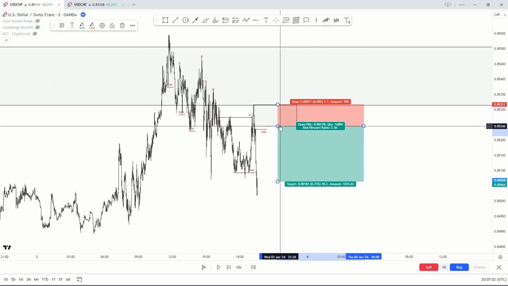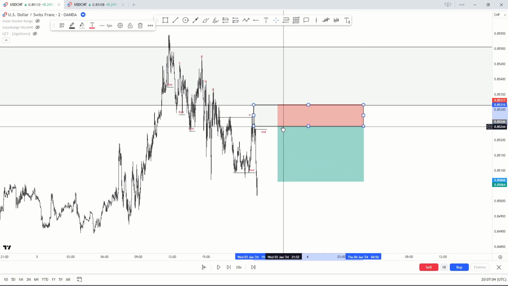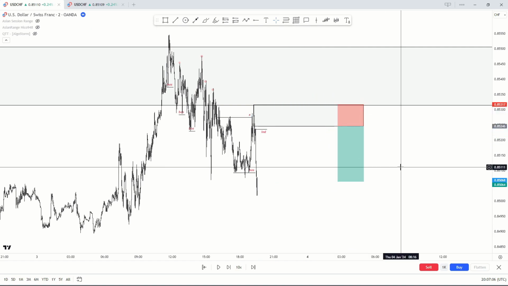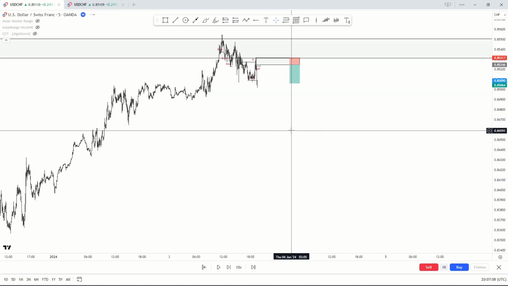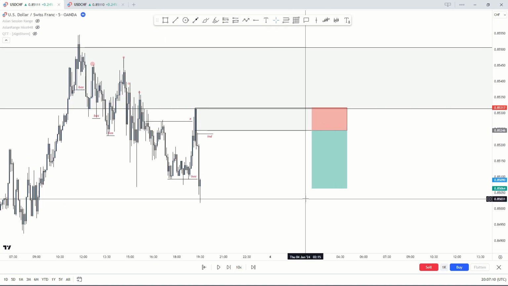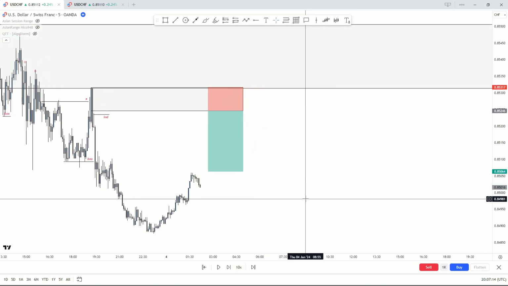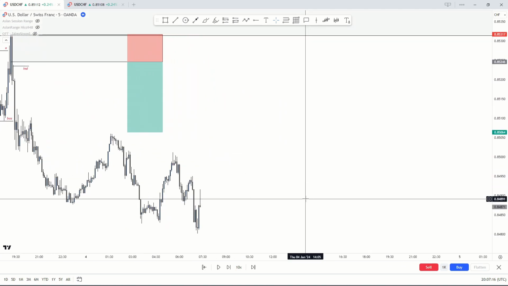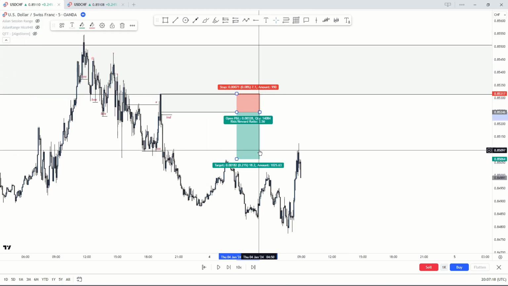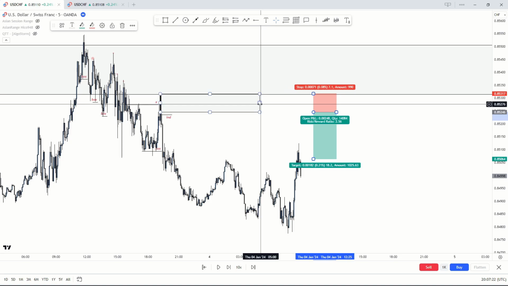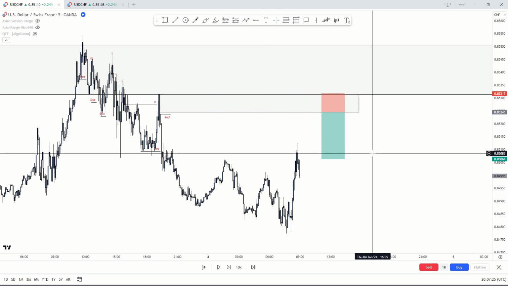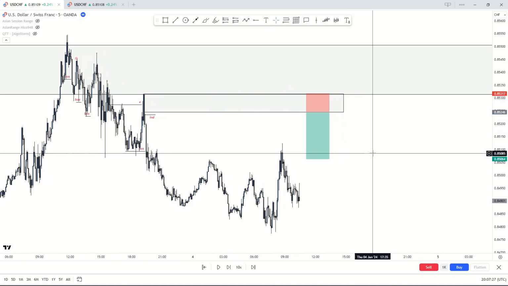Now, the entry comes in sometime later. So we'll just quickly switch to the 5-minute and we'll play out price. So yeah, price does take a while for it to come back to the zone. Just move this along, and then we'll play price.